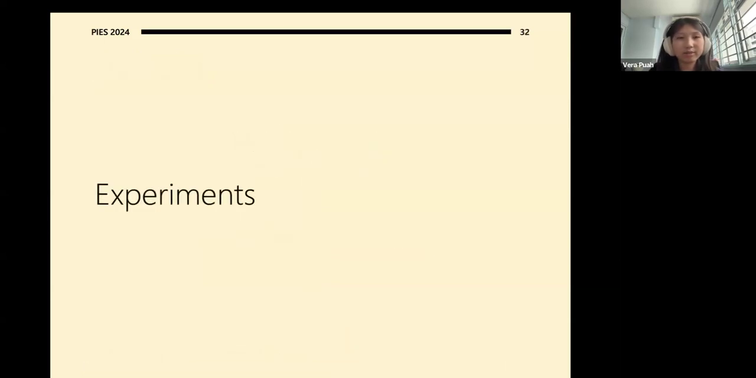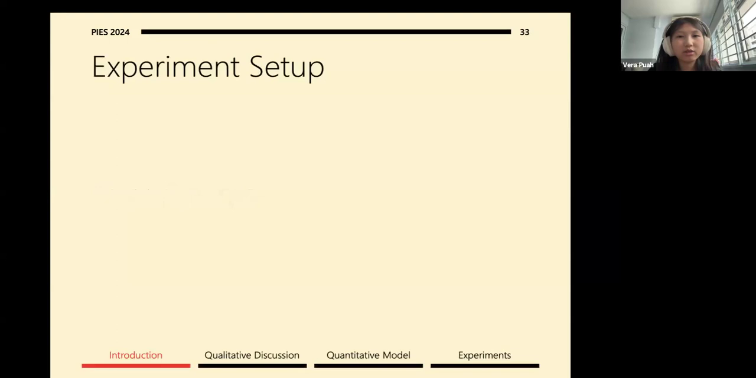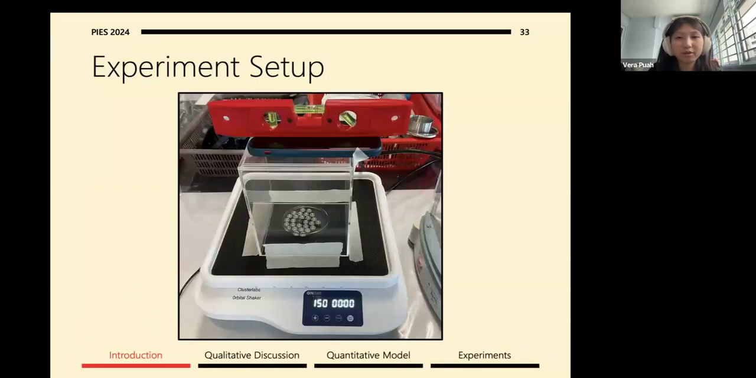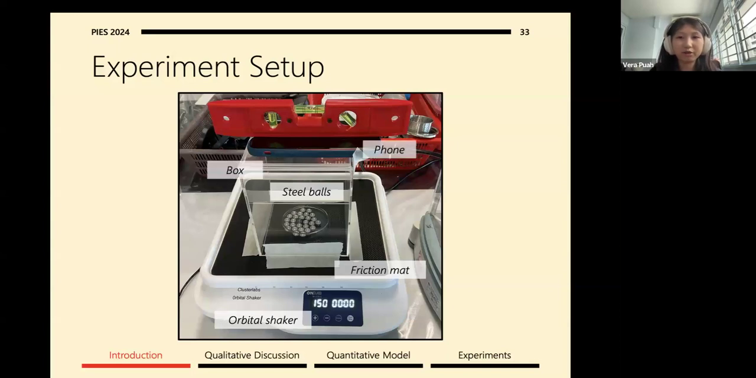Now, moving on to experiments. Experimentally, I've used an orbital shaker and placed a friction mat on top of it to prevent slipping. Then I've placed my Petri dish with steel balls on top of it. I've got this plastic box and my phone overhead to record a video of the balls, and I've got the spirit level to make sure that my phone is aligned correctly.